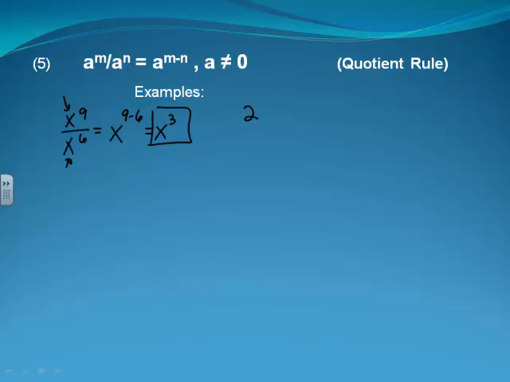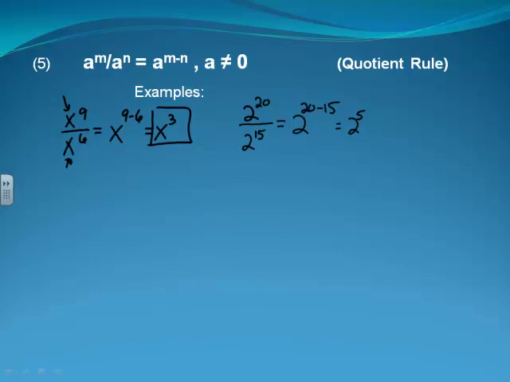Let's look at another example with bases that are numbers. We've got 2 raised to the 20th power divided by base 2 raised to the 15th power. You would agree with me that that's a division problem. There's a like base there. So using the quotient rule, we can rewrite that same base and subtract the exponents, top minus bottom, which gives us 2 to the 5th. 20 minus 15 is 5.